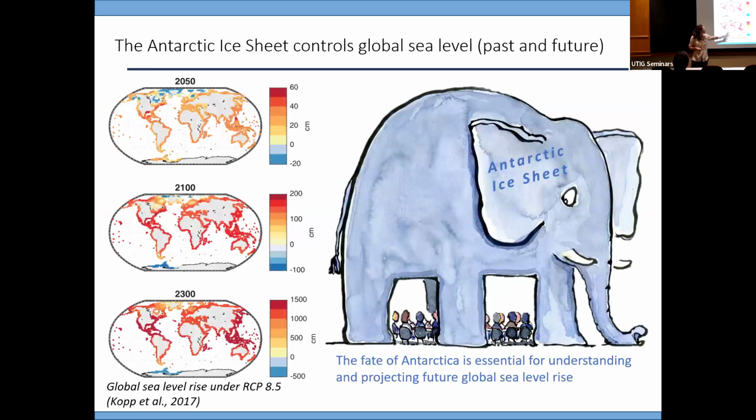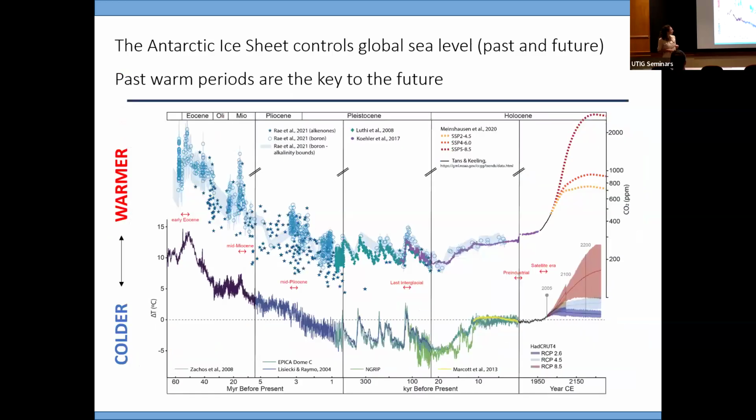Coming back full circle, my main point today is that Antarctica is hugely impactful to global coastlines. And so therefore, we should all care about Antarctica. Like the fate of Antarctica is key for understanding what is going to happen to future sea level. And furthermore, paleo matters. Reconstructing past warm periods is really key for being able to understand and project what will happen in the future.